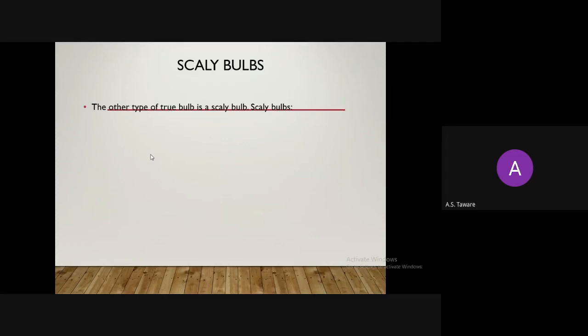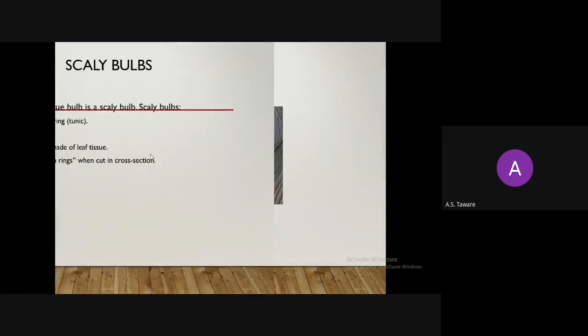The other type of bulb is known as a scaly bulb, which lacks a papery covering, and again has the basal plate. This is the basic character of a bulb. It has fleshy scales made up of leaf tissues but does not form rings when cut in a cross section. The difference is that in tunicated bulbs the leaves overlap with each other, and in scaly bulbs they do not overlap.